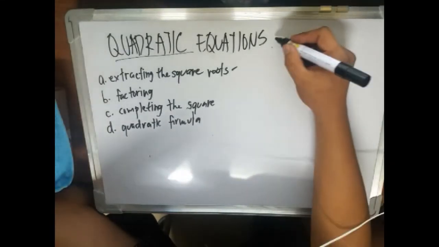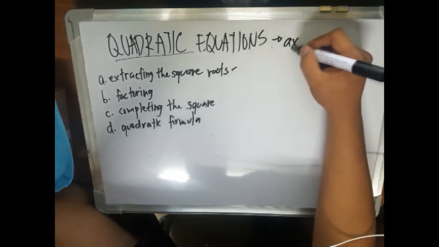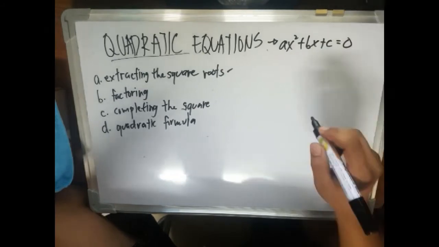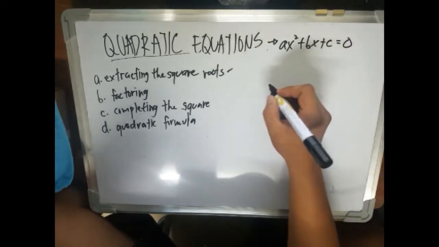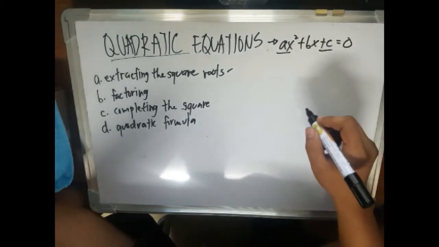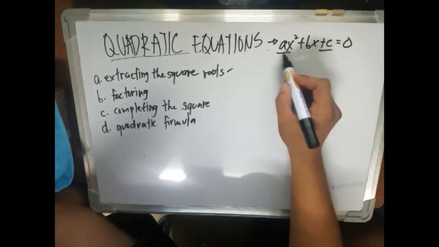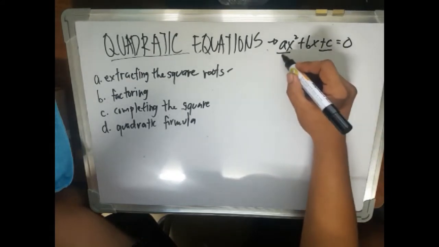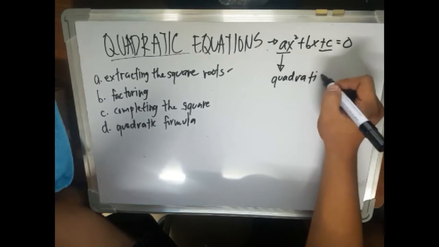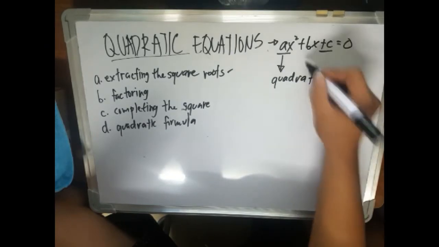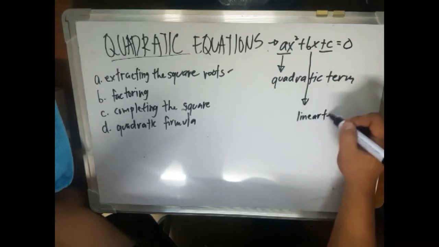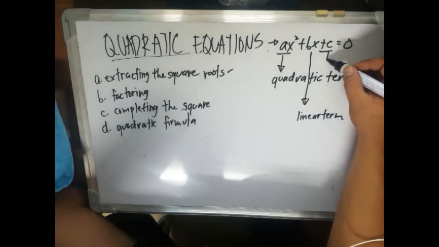So, diba sabi natin, ang quadratic equation ay ax squared plus bx plus c is equal to 0. So, magagamit natin ng extracting the square root if dalawa lang yung terms natin. So, bakit ba terms na tinatawag? Balikan muna natin ang ax squared plus bx plus c equals 0. This is your quadratic term. Ito yung linear term. At itong walang x, yung constant.